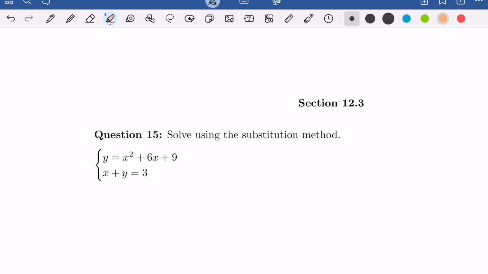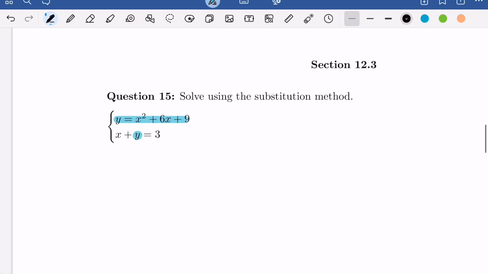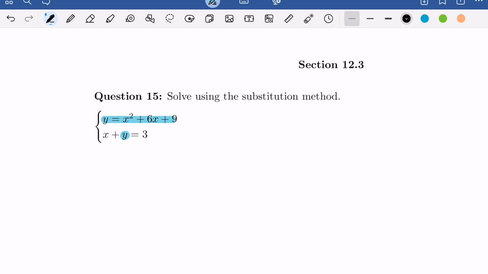For example, we already have that y is equal to x squared plus 6x plus 9. And then our second equation says that we have x plus y is equal to 3. So what we can do is just plug in this value for y into this equation. Doing that, we're going to be left with an equation in just one variable x, and then we can easily solve it using the methods that we've learned in the last several sections.